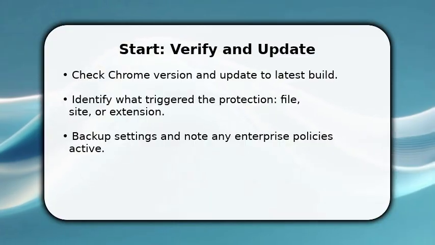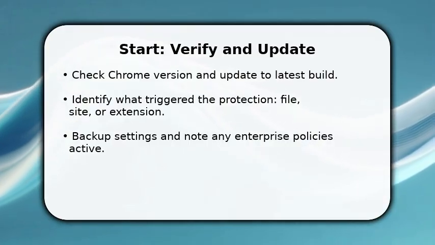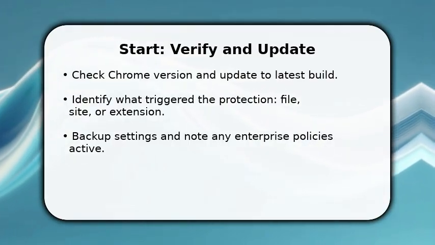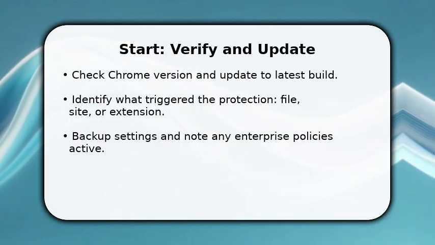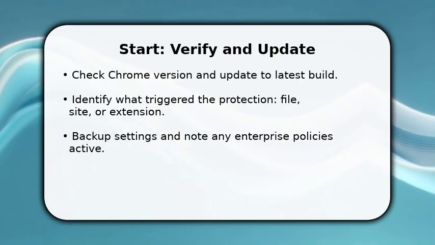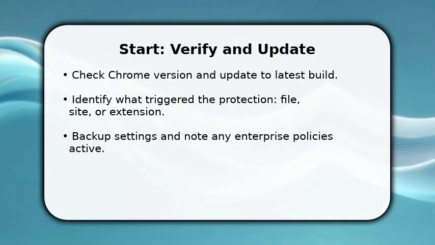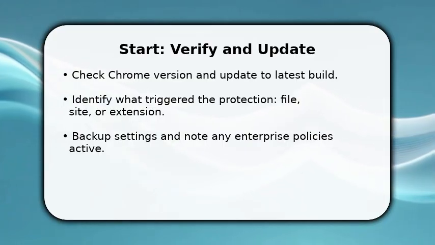You begin by confirming the cause and updating Chrome. This reduces false positives and fixes misclassified behavior. First, check the version under Help About and install any update. Next, reproduce the action that triggered the protection and note whether it was a download, a site, or an extension. This tells you where to focus.